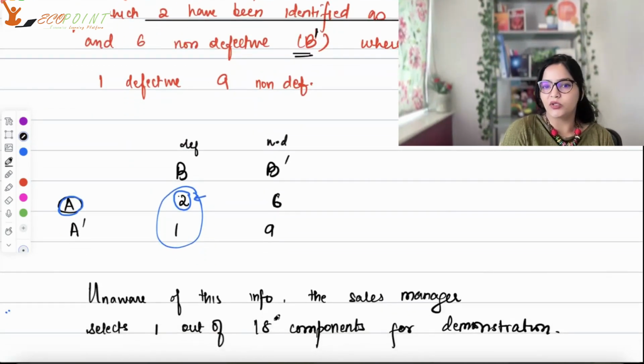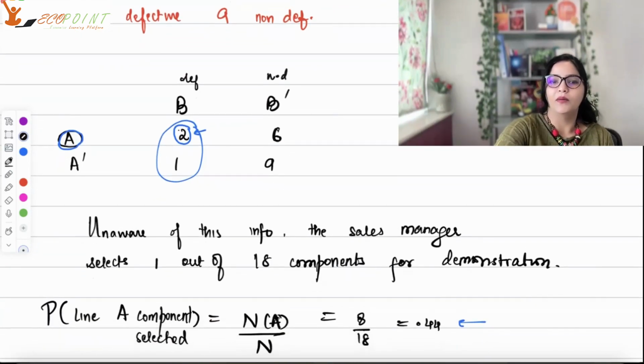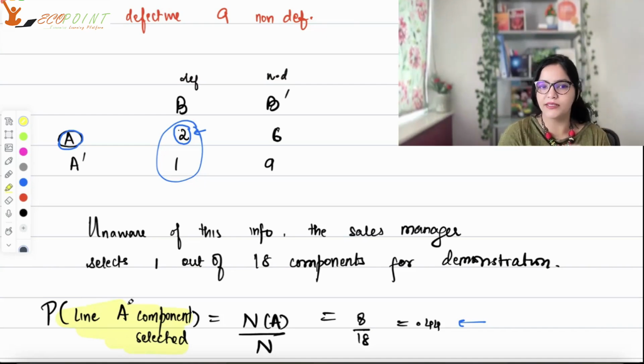Unaware of this information, the sales manager selects 1 out of 18 components for demonstration. So the probability that an A component is selected should be equal to what? The probability that an A component is selected is just 8 by 18 because there are 8 components in A. This person doesn't yet know how many are defective or non-defective.